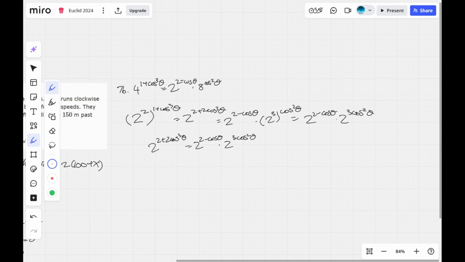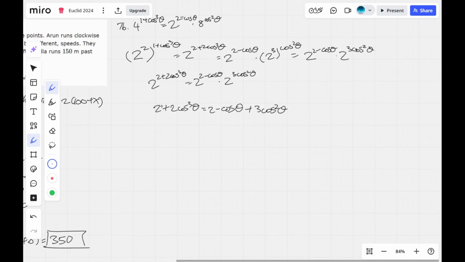And we can take log base 2 of both sides to see that 2 plus 2 cosine cubed theta is equal to 2 minus cosine theta plus 3 times cosine squared theta. And we can cancel out the 2's on both sides and move everything on the right hand side to the left hand side. So 2 cosine cubed theta minus 3 cosine squared theta plus cosine theta is equal to 0. And now we can factor this.